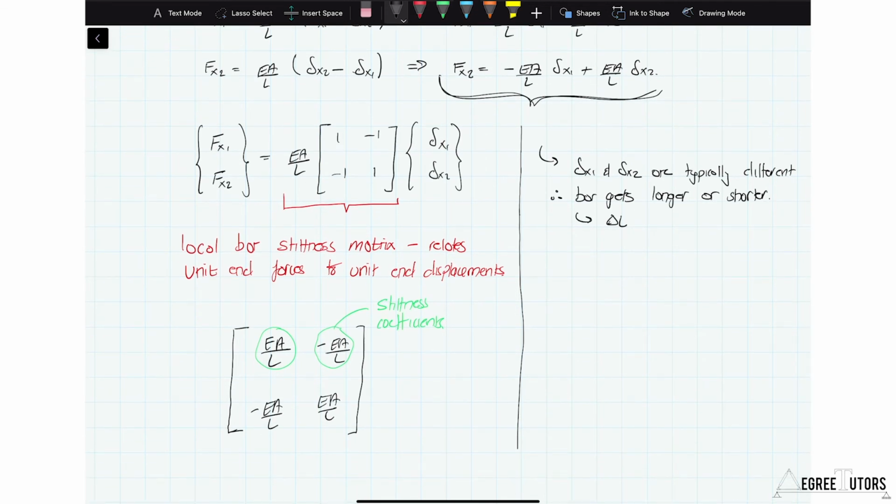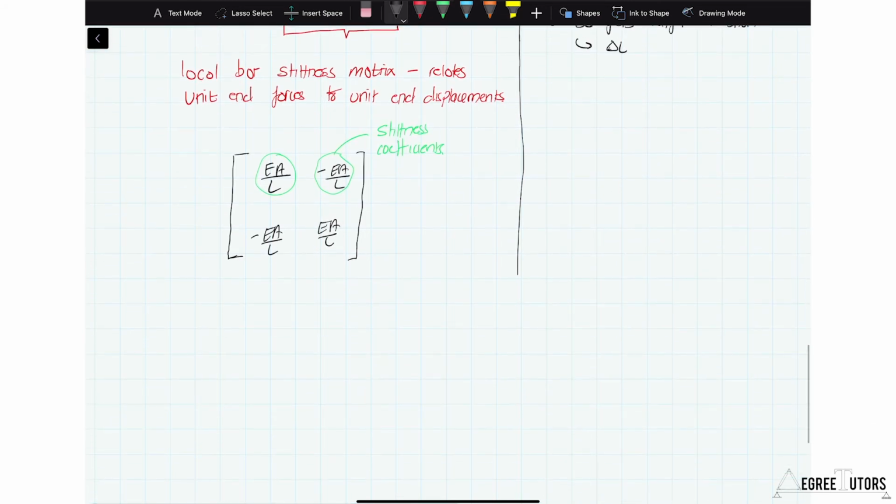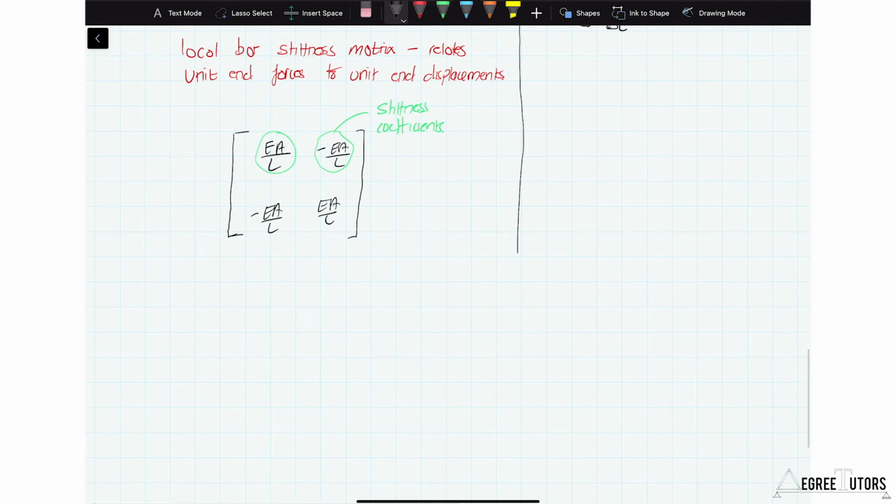Now, one important observation that we can make based on this stiffness matrix is that fx1 and fx2 are going to have an equal magnitude and they're going to be opposite in direction. Okay, and we know this must be the case because the bar itself must be in a state of static equilibrium. So to demonstrate that, to make that point really clear, let's just have a think about a short numerical example of a bar here.